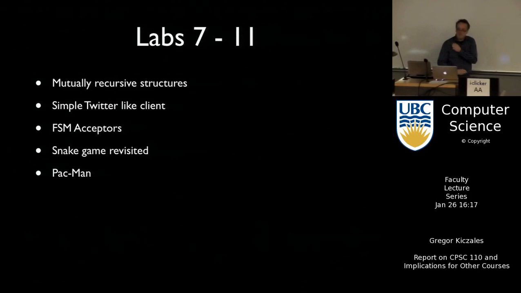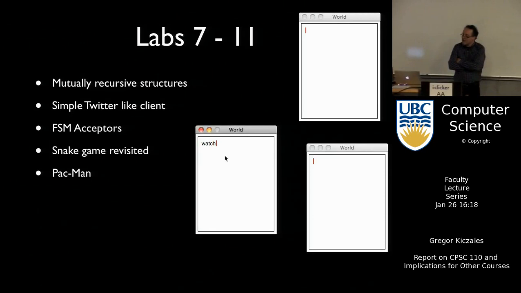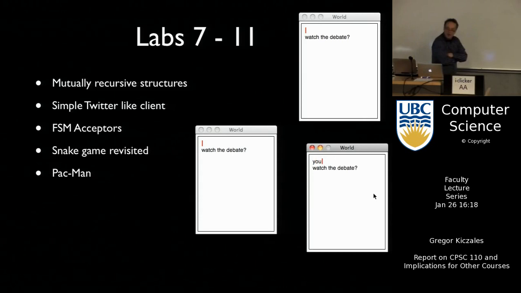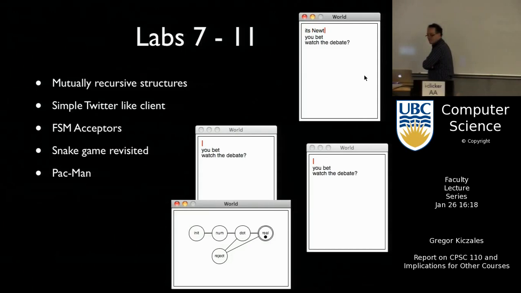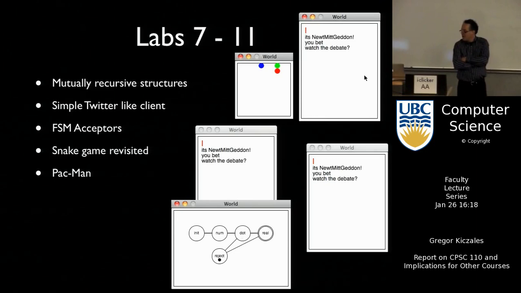The next lab is the mutually recursive structure one. It's not pretty. I mean, we don't have it pretty yet. The next lab is a simple Twitter-like client, where you can type in different windows and it shows up in all the windows. The next lab is the finite state machine acceptors. And you revisit the snake game. In this version of the snake game, there's some food. And if you grab the food, the snake gets longer. And the final lab is a very simple Pac-Man.